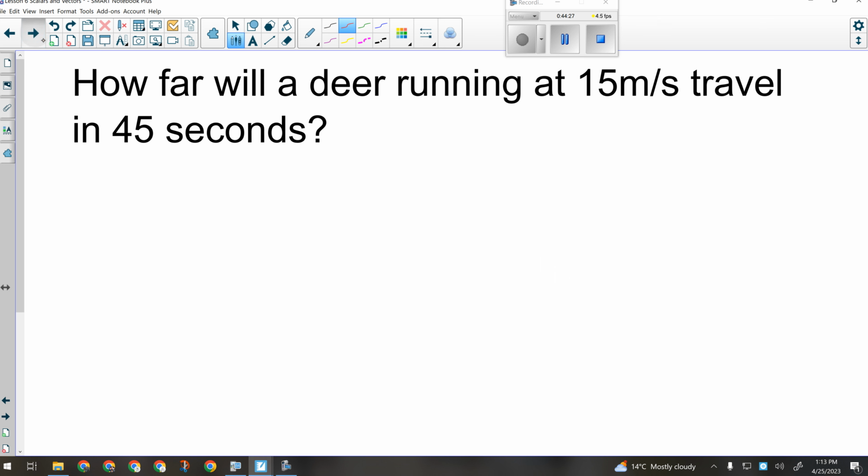So, we're talking about the rules of algebra. I want you to write this one down. Simple v equals d over t question: how far will a deer running at 15 meters per second travel in 45 seconds?